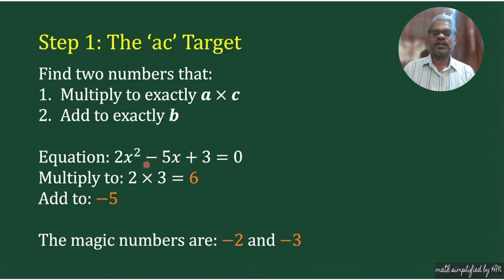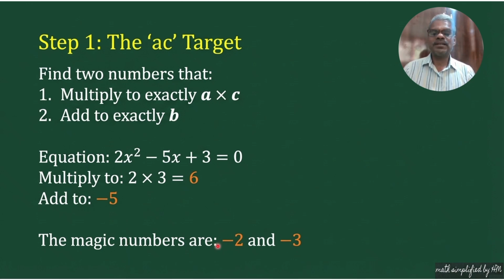In this equation, comparing to ax square plus bx plus c is equal to 0, we get a is equal to 2 and c is equal to 3. So a into c, 2 into 3 is equal to 6, and b is minus 5. We have to find two numbers such that their product is 6 and their sum is minus 5.